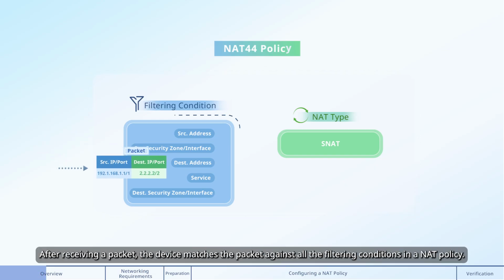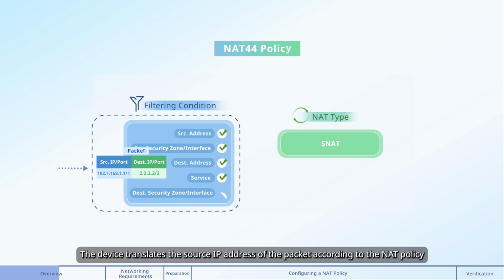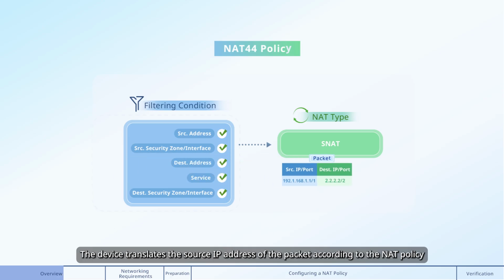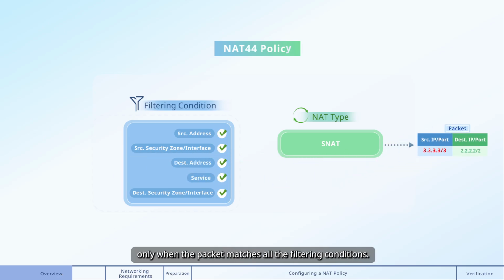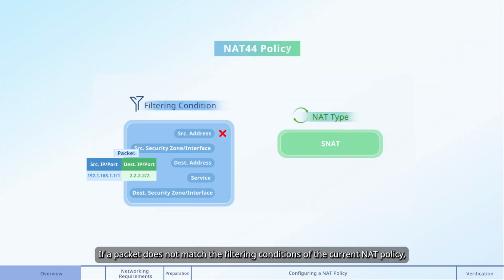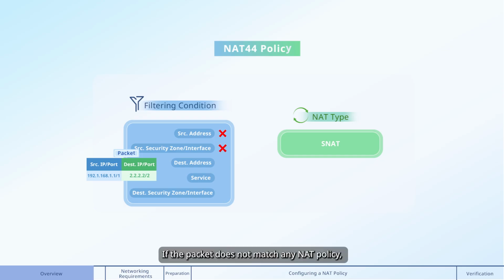After receiving a packet, the device matches the packet against all the filtering conditions in a NAT policy. The device translates the source IP address of the packet according to the NAT policy only when the packet matches all the filtering conditions. If a packet does not match the filtering conditions of the current NAT policy, it will be matched against the next policy in sequence. If the packet does not match any NAT policy, NAT is not performed on the packet.